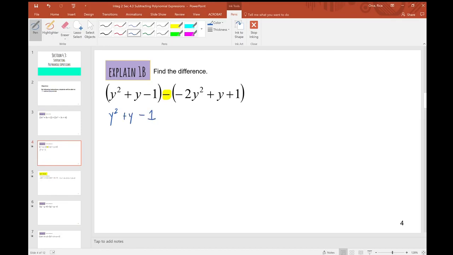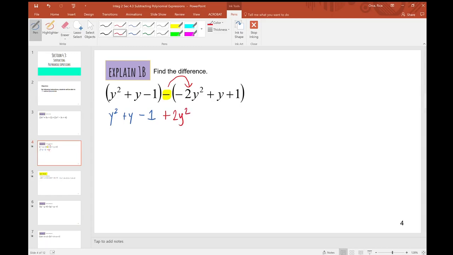Now, if you look at our second trinomial, notice how on the left side we have that negative. Go ahead and distribute that negative in. Distribute it to each term inside of the parentheses. We have the negative times negative 2y squared. We know that a negative times a negative is a positive, so that's going to be positive 2y squared.